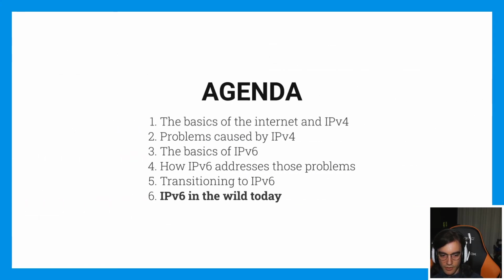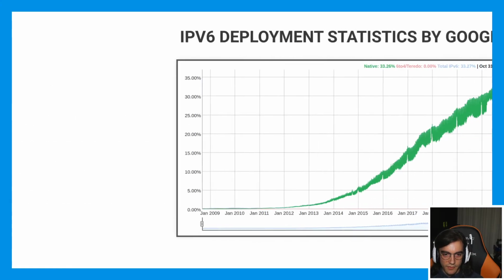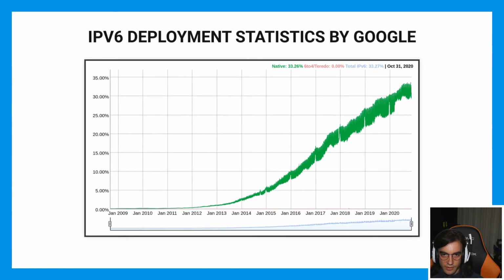So now I'm going to talk about IPv6 deployments in the wild right now. What are people doing with IPv6? Google has a very useful graph on their website where they measure the amount of IPv6 connections to their service versus the amount of IPv4 connections. And to be honest, it's getting better every year. We can see that in 2009 IPv6 almost didn't exist, and now we're in 2020 and we're seeing almost 33% of Google's traffic being delivered over IPv6.